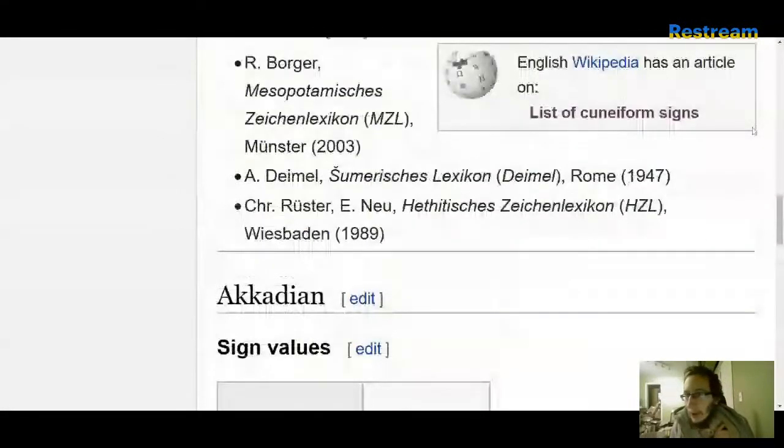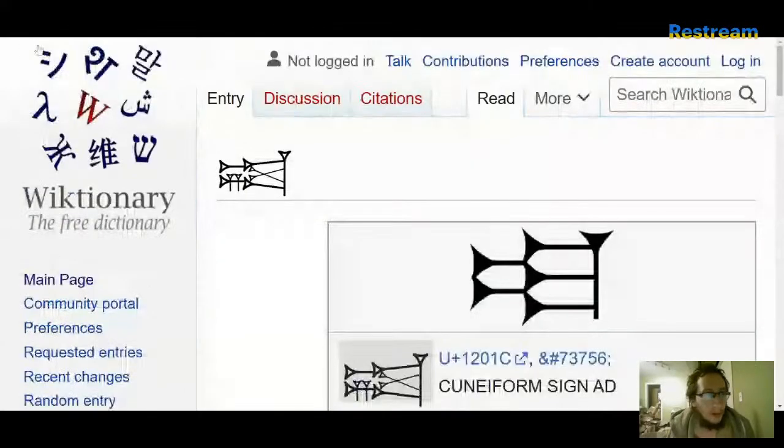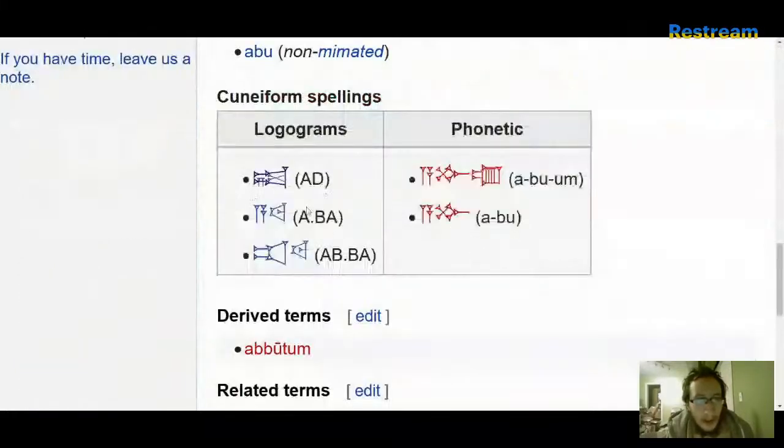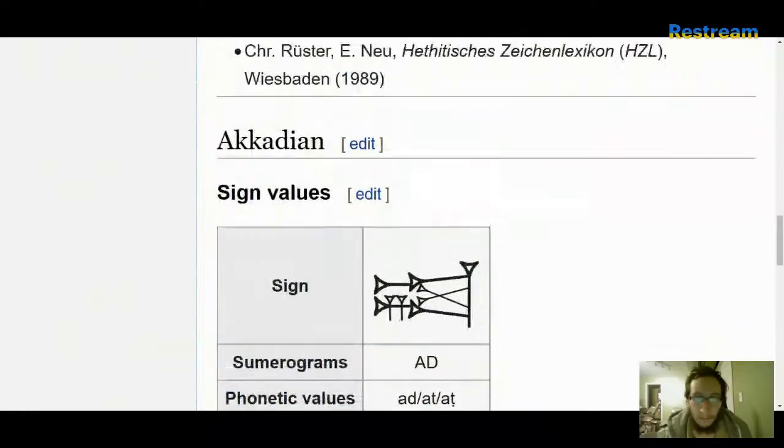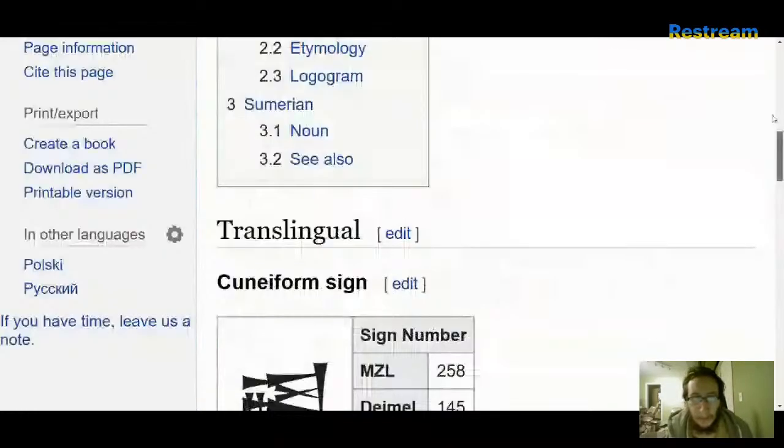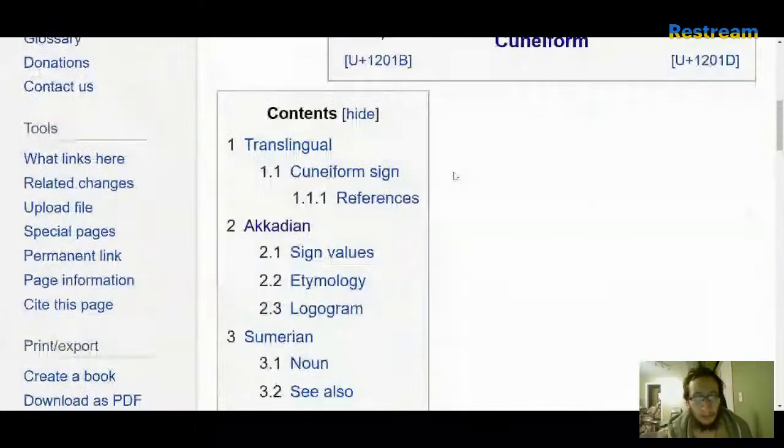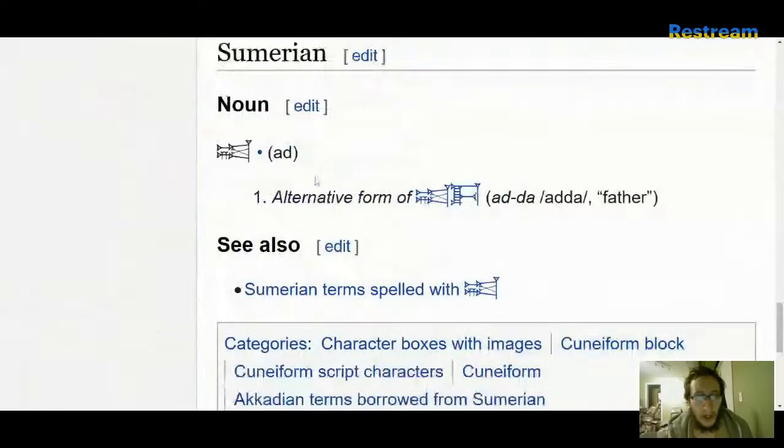We'll take a look at the page here. So this first word is the Sumerian word ad. So we click that, ad. So in Sumerian, that means father. The Sumerian word for father is ad, and it's pronounced ad.